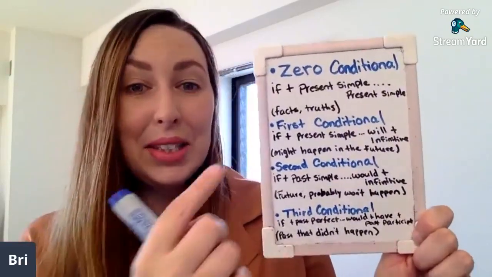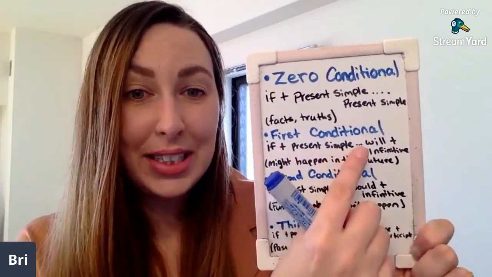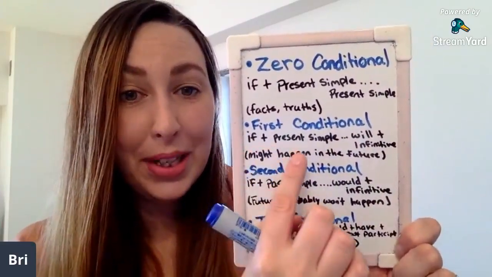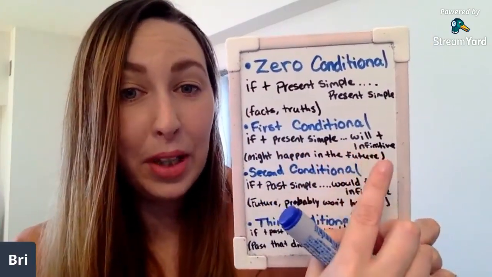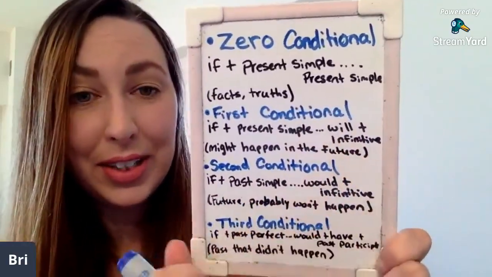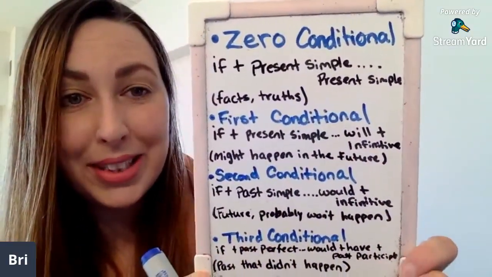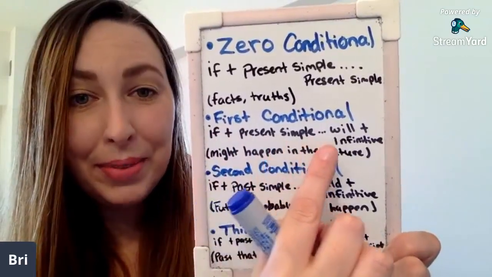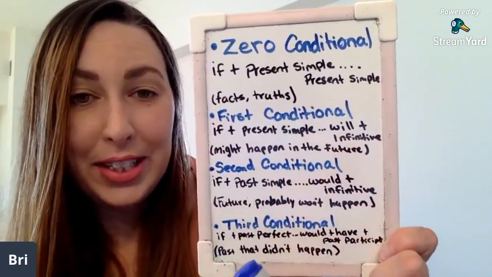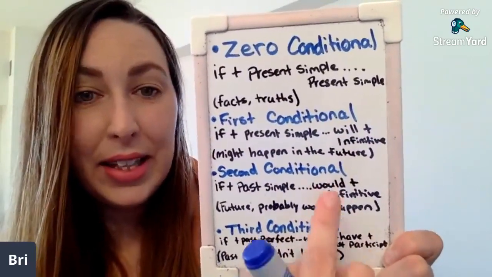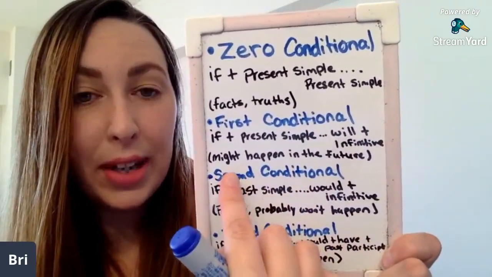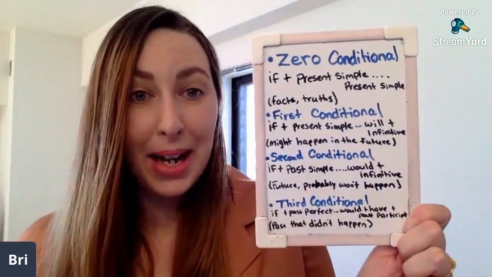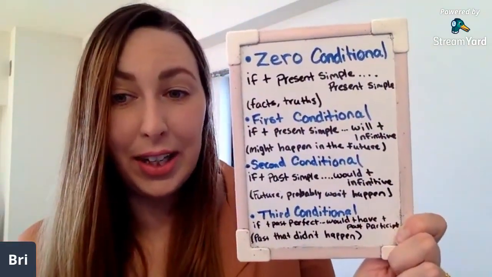Okay. So, the first conditional. First conditional is a little bit different. We use if plus present simple and then will plus infinitive. Can you see that? Sorry, my board is a little bit dirty. If plus present simple, will plus infinitive. And this is things that might happen in the future.